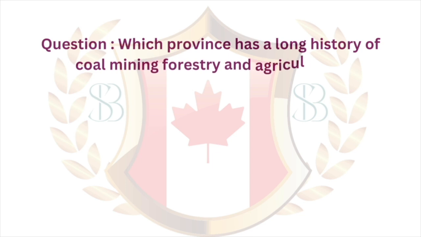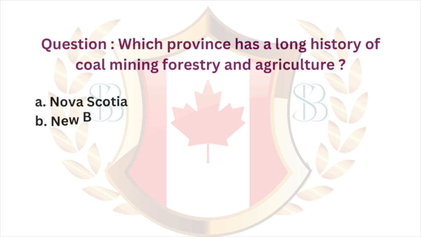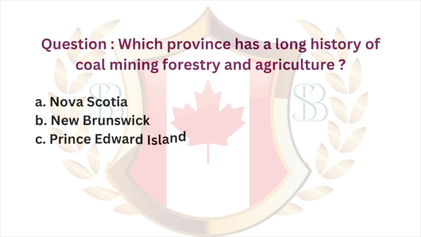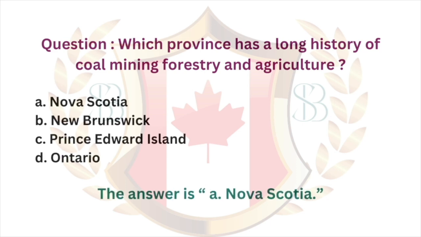Question: Which province has a long history of coal mining, forestry and agriculture? A, Nova Scotia. B, New Brunswick. C, Prince Edward Island. D, Ontario. The answer is A, Nova Scotia.